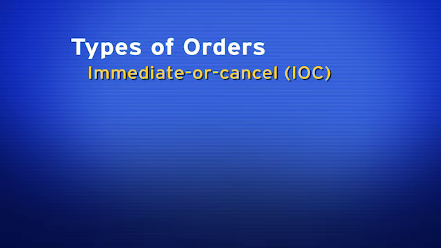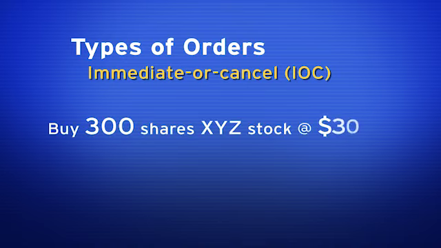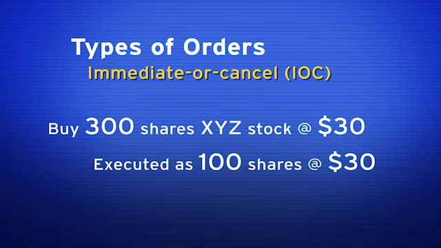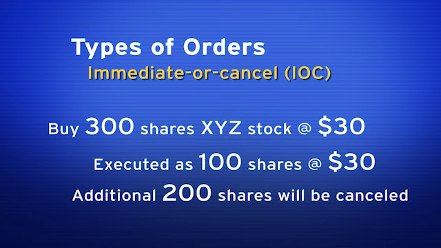Next is immediate or cancel. Immediate or cancel, IOC. I put in an IOC. Fill what you can, cancel the balance. So I put an order in IOC to buy 300 shares at 30. The order is executed upon entry, 100 shares at 30. The balance of the order, the additional 200 shares, will be canceled. So here we have a partial fill.